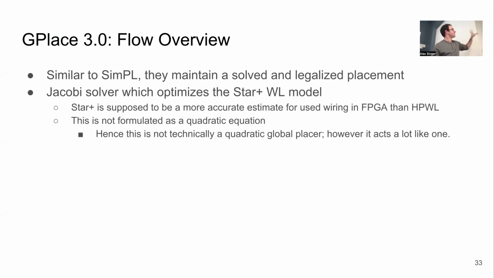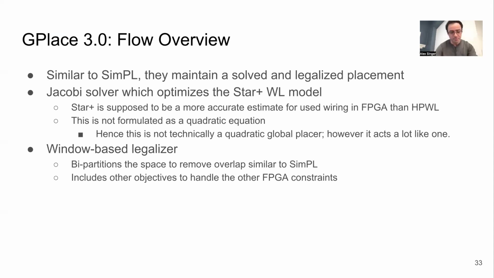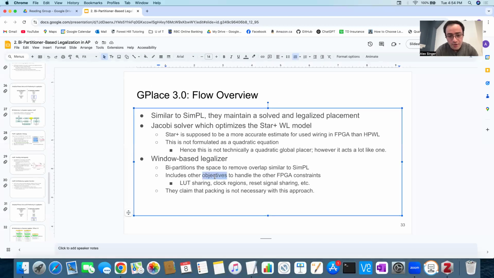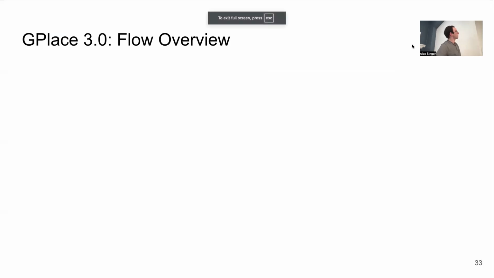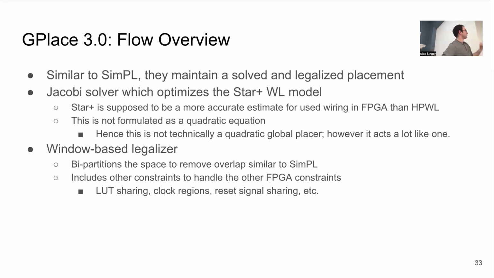The basic idea though is that it really is close to a quadratic global placer, to the point that I classify this as a quadratic placer, even though it technically isn't quadratic. And they also use a window-based legalizer. It bipartitions the space to remove overlap similar to SimPL, but it includes other, I shouldn't call it objectives, I want to be careful with my naming here. They include other constraints to handle the other FPGA constraints.